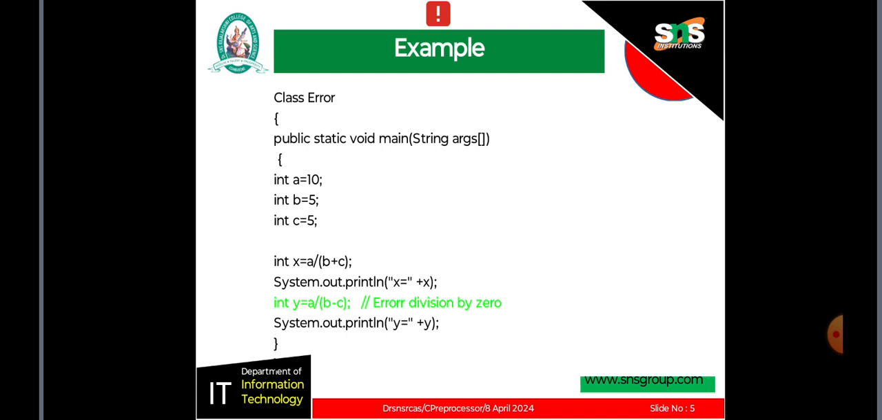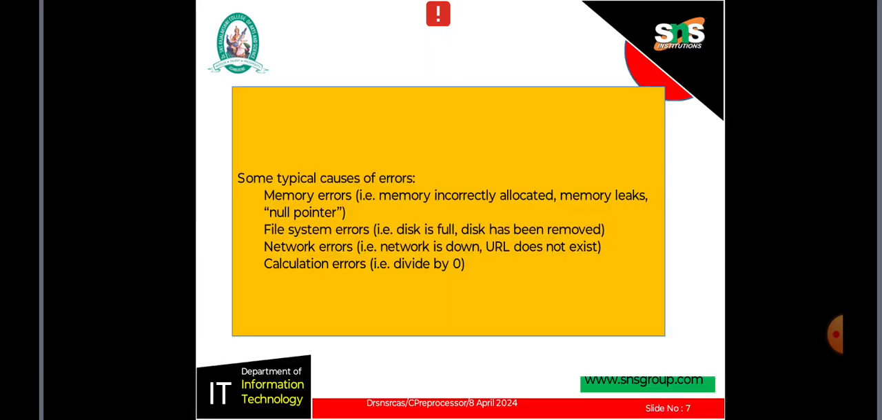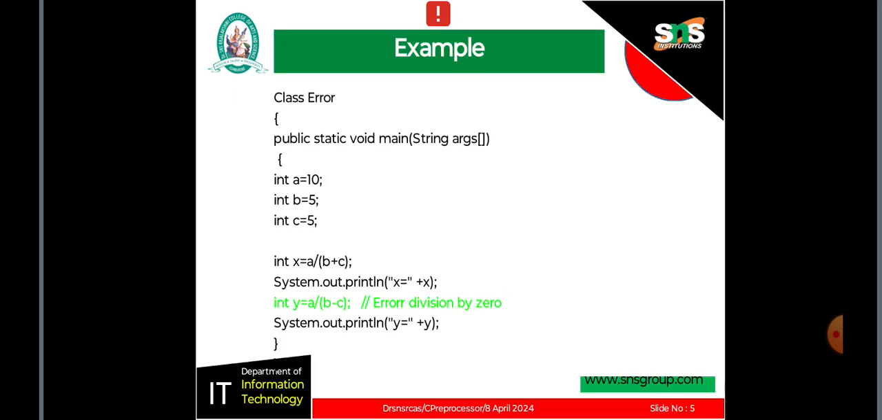So this is a small example. Here we have the three variables A, B, C, and here the error occurs because we divide by 0. So, error and error handling.